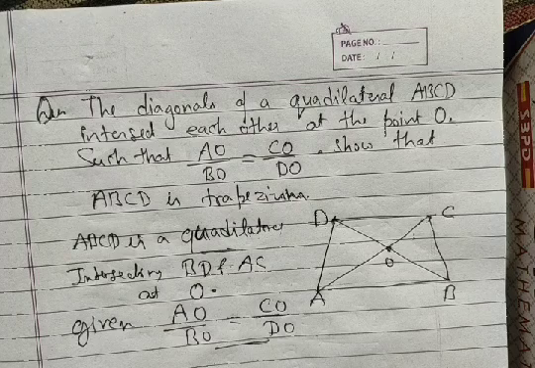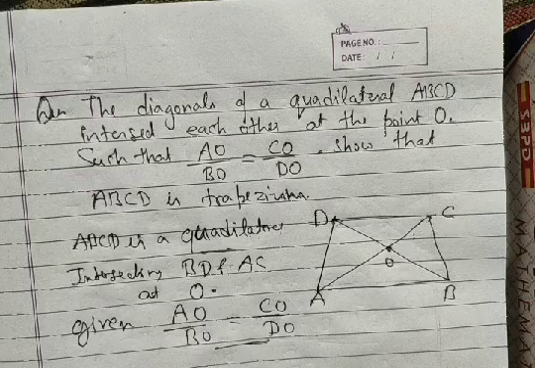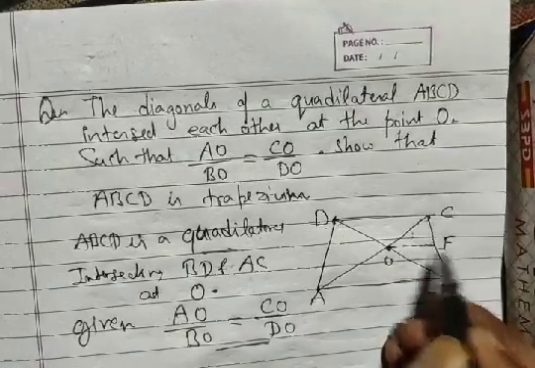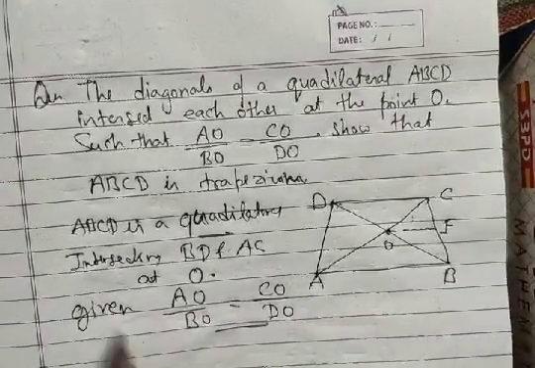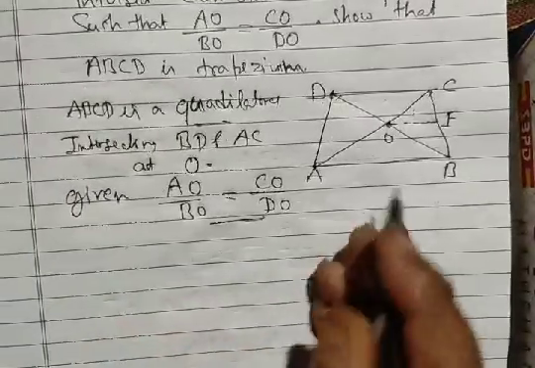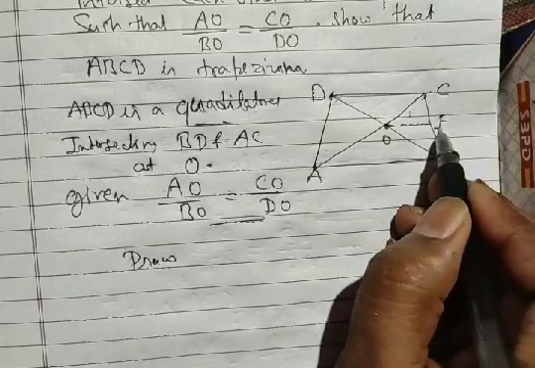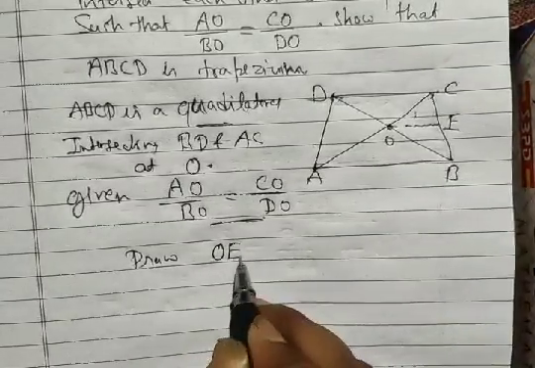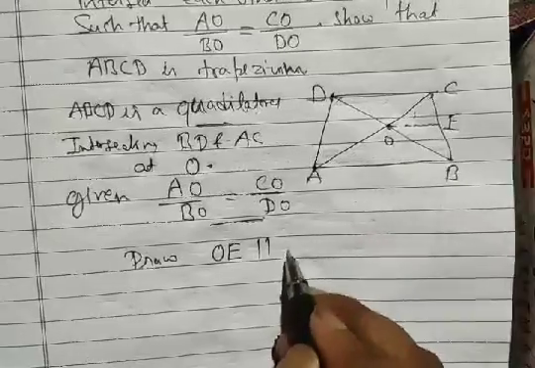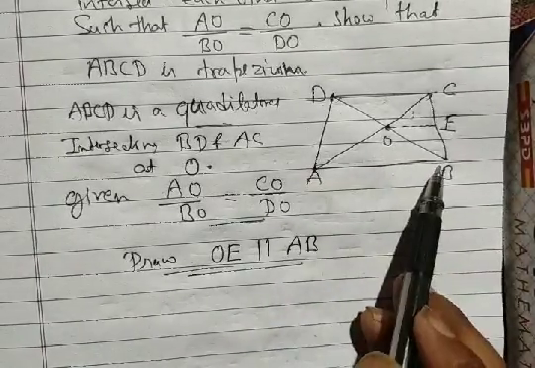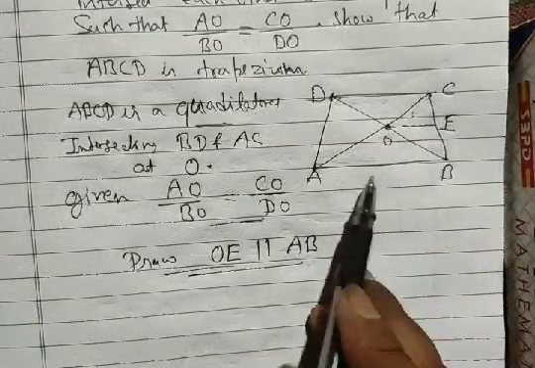Then, just as in the last problem, we need a construction here. We are going to do the same thing again. What do we draw? We draw OE parallel to AB. So OE is parallel to AB by construction.